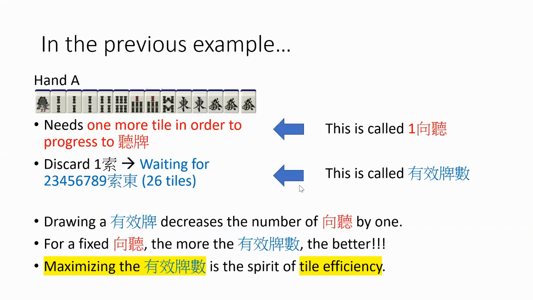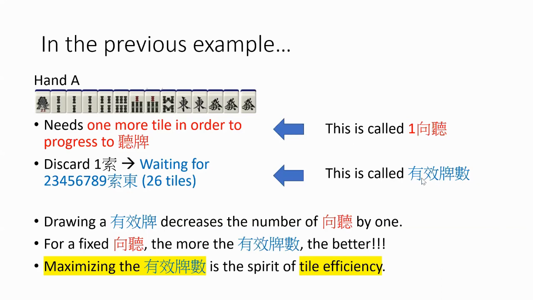As we are playing Mahjong, we can try to keep track of the 向聽數 and also the 有效牌數, okay? Drawing a 有效牌 would decrease the number of 向聽 by 1, okay? And for a fixed 向聽數, the more the 有效牌數, the better, okay? Because from the theory of randomness, if the number of 有效牌數 is more, it essentially means that you have a higher probability of drawing a 有效牌. And remember, whenever you draw a 有效牌, it will decrease the number of 向聽 by 1. So for now, we are in the stage of 一向聽, right?